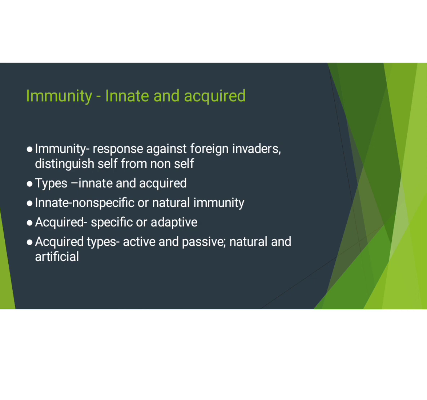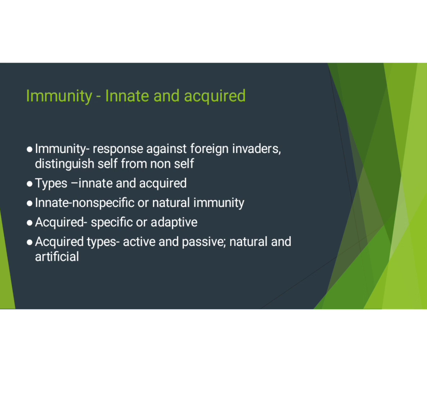So, what do you mean by innate immunity? It is a non-specific or natural immunity which we have acquired by birth. And what is acquired immunity? It is a specific or adaptive immunity which we have got after an infection or through vaccination. The acquired has two types, that is active and passive, in which you have natural and artificial immunity.